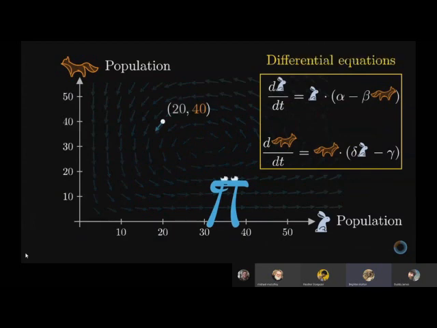For example, when there are lots of foxes but relatively few rabbits, the number of foxes might tend to go down because of the constrained food supply, and the number of rabbits might also tend to go down because they're getting eaten by all of the foxes, potentially at a rate that's faster than they can reproduce. So a given vector here is telling you how and how quickly a given pair of population sizes tends to change.